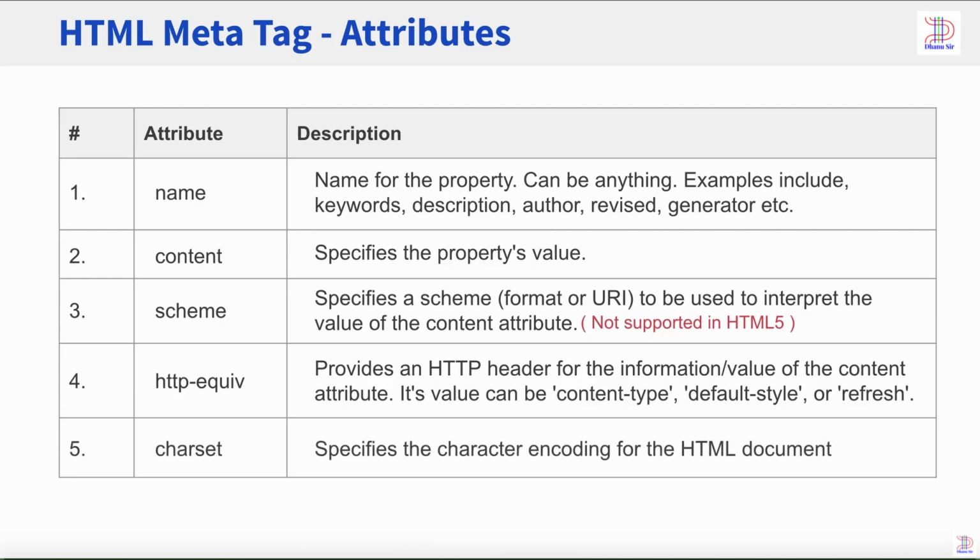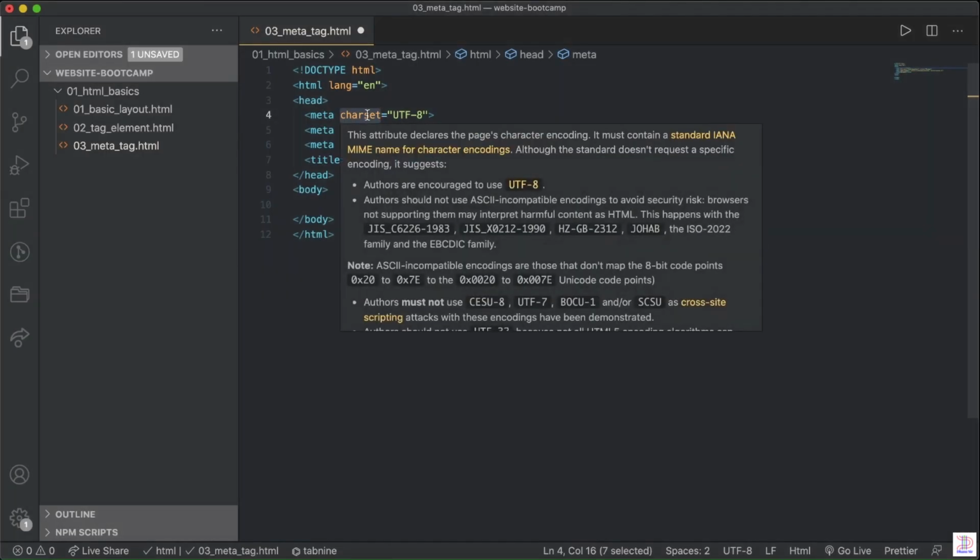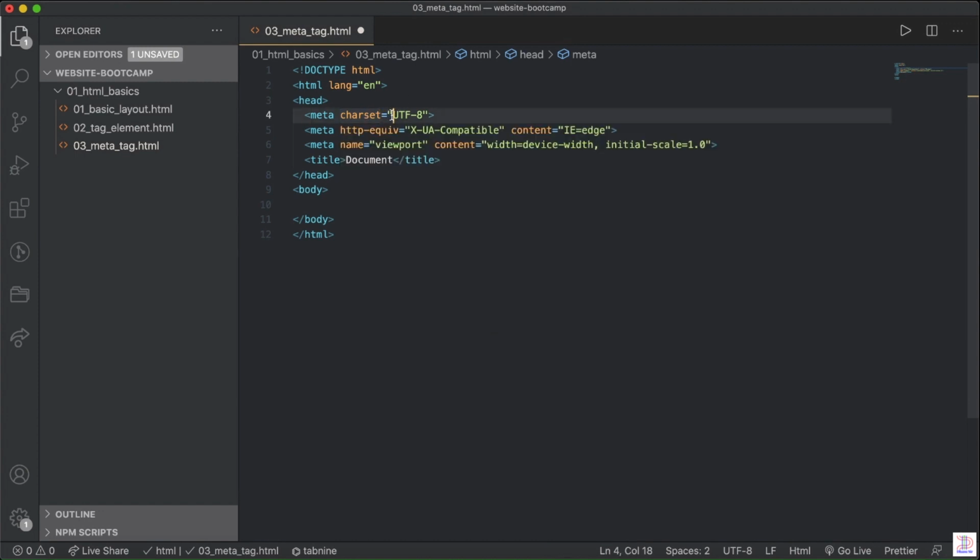Charset. It specifies the character encoding of the HTML document. The charset attribute is the way to tell the character encoding of the page. Here we have UTF-8. The second metadata we have is http-equiv with X-UA-Compatible and content equals to IE=edge. Here, if the browser is IE, then it says which version of IE it should render into.